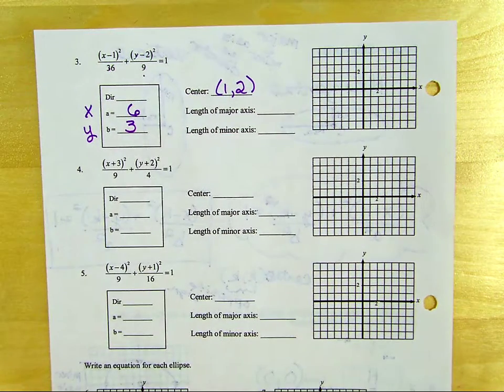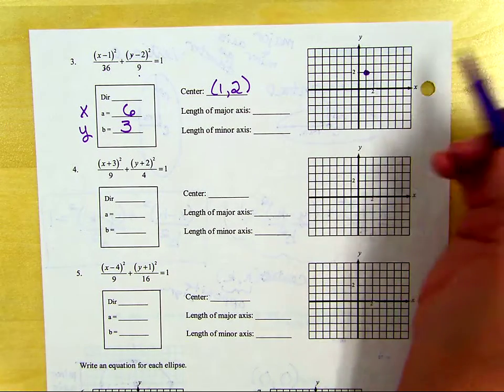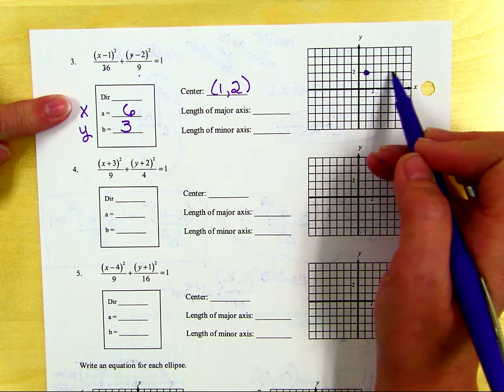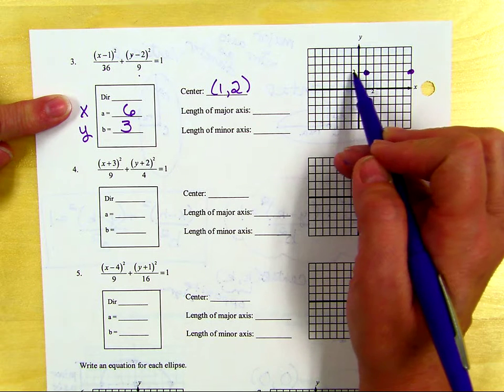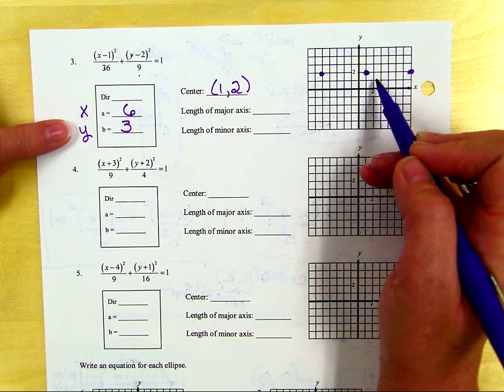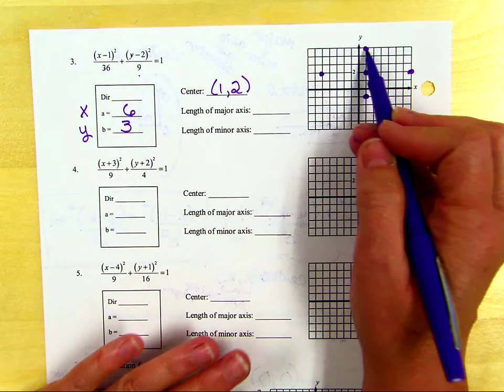Let's go ahead and graph that. 1, 2. X direction 6, coming from over here. 1, 2, 3, 4, 5, 6. Y direction, I travel 3. 1, 2, 3. 1, 2, 3. Ellipse.